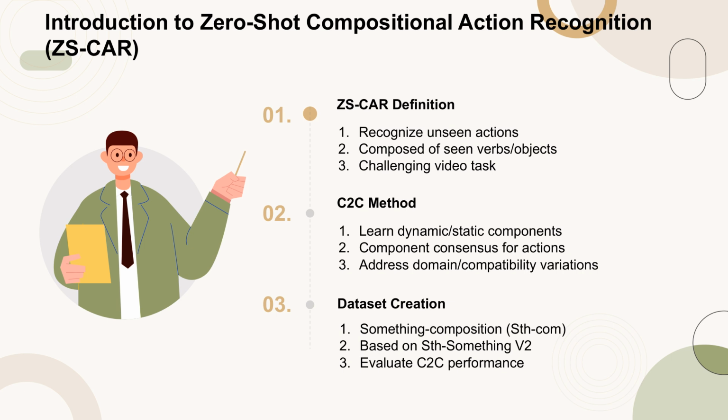To address these challenges, the authors propose the component to composition, C2C method, which independently learns the dynamic and static components and then uses a consensus approach to recognize actions. Additionally, a new dataset, Something-Composition, Sth-com, has been created to facilitate the training and evaluation of the C2C method, demonstrating its effectiveness in achieving state-of-the-art results.